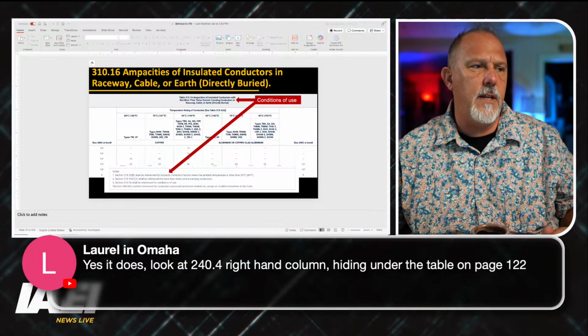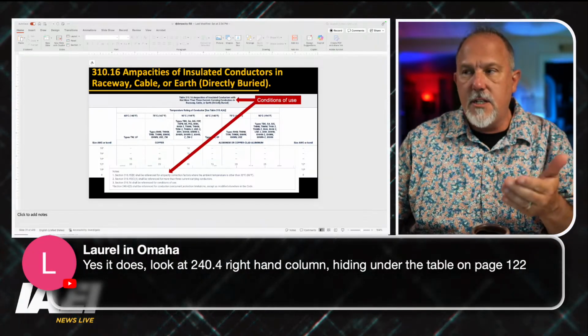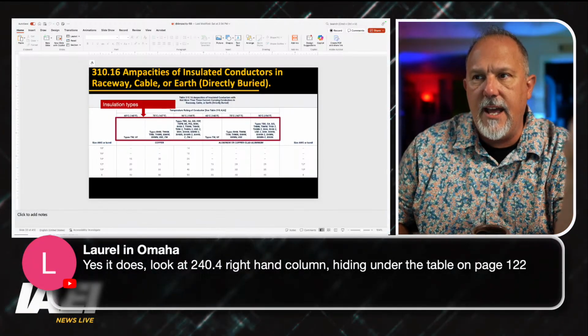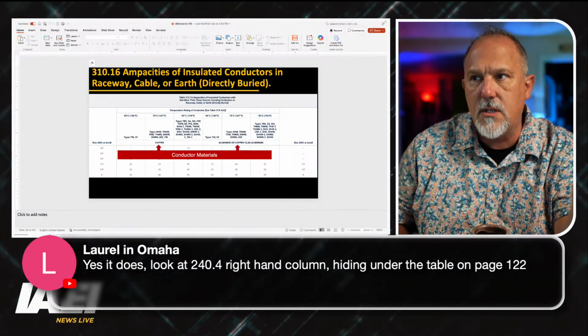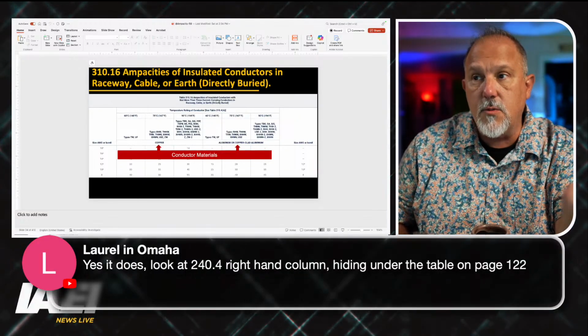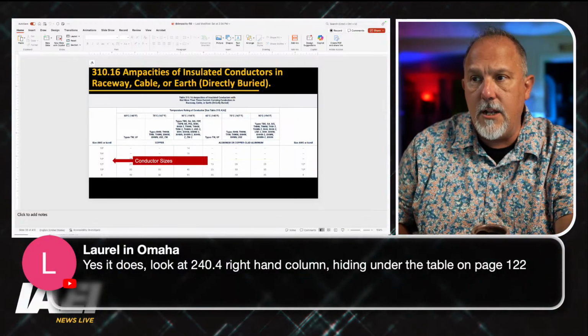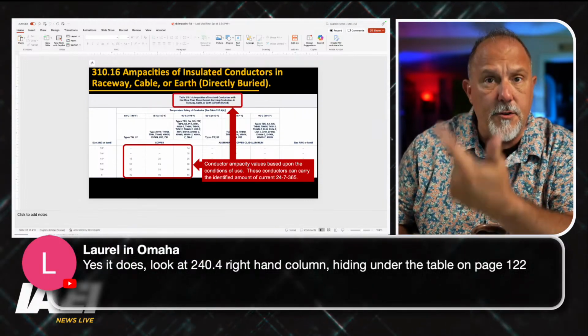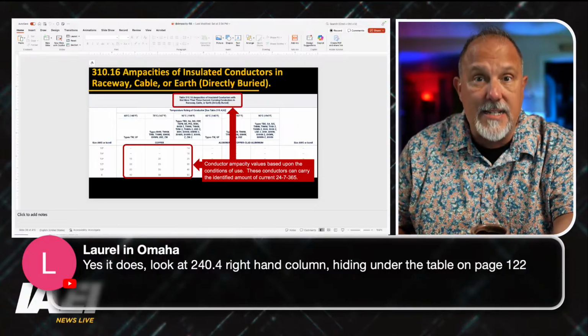310.15. All right, so I have my conditions of use, and then I have my temperature, my insulation ratings, I have my insulation types, and then I have my conductor materials, whether it's copper, aluminum, or copper-clad aluminum. I got my sizes. I have my ampacity values that are based upon those conditions of use and 86 degrees.